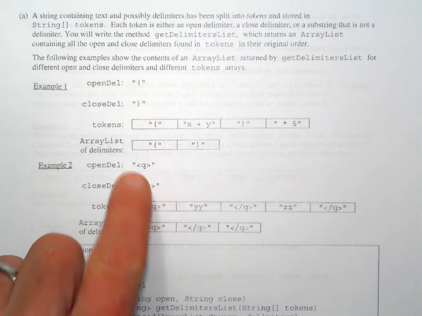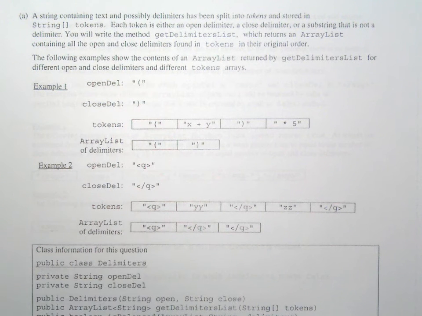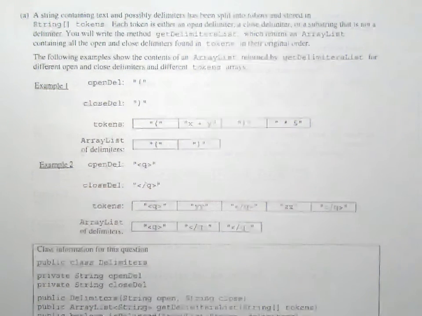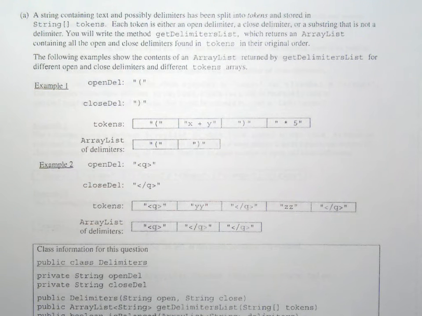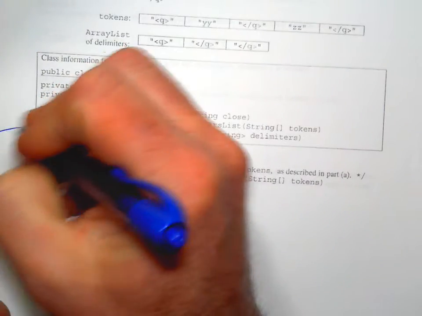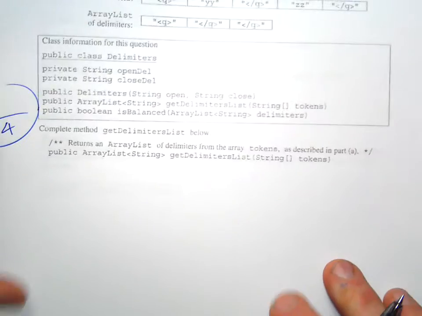Or it could be something like HTML. And so this would be the delimiters. Okay, so that's all you're doing: you're going through an array, looking for the open or closed delimiters, and if you find one, just add it to the array list. So the code for this problem is worth 4 points, and I feel like it's not too bad.